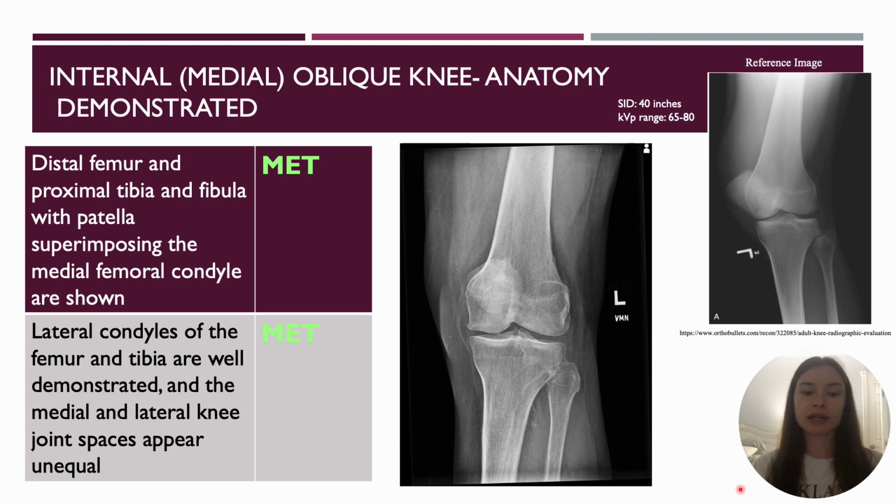The next criteria is lateral condyles of the femur and tibia are well demonstrated and the medial and lateral knee joint spaces appear unequal. I also said met for this one because you can see here those lateral condyles of the femur and the tibia are well demonstrated and in profile. And the joint spaces do appear a little bit unequal. The joint space appears more open on the lateral side here in comparison to this medial side here.